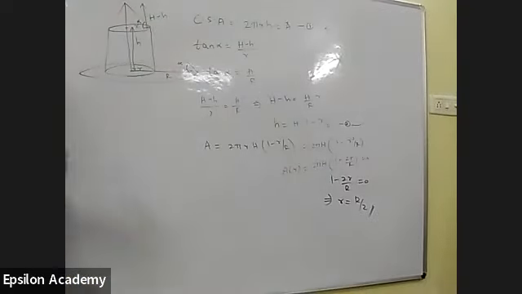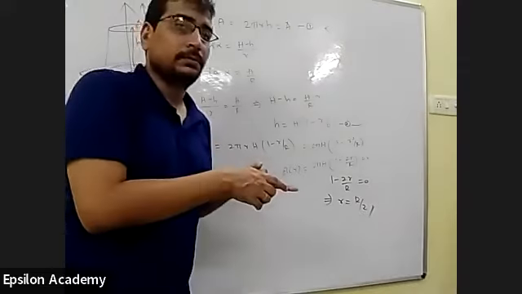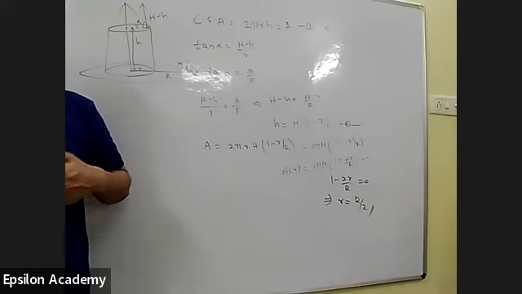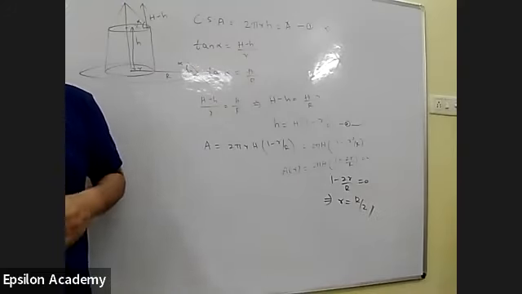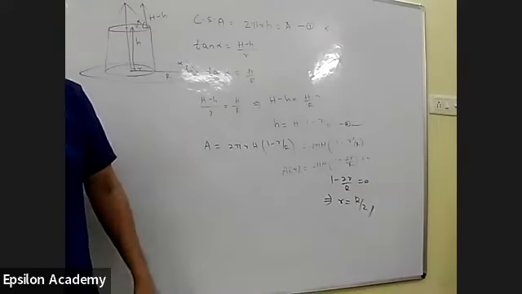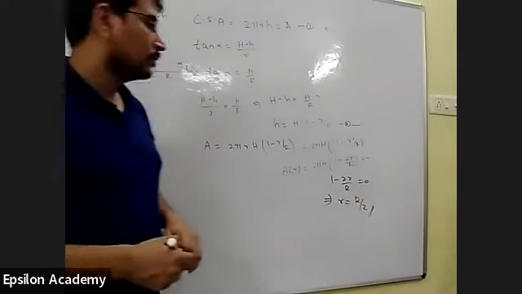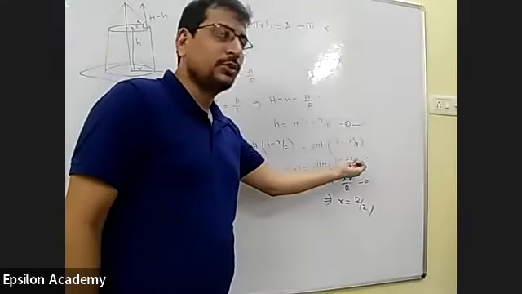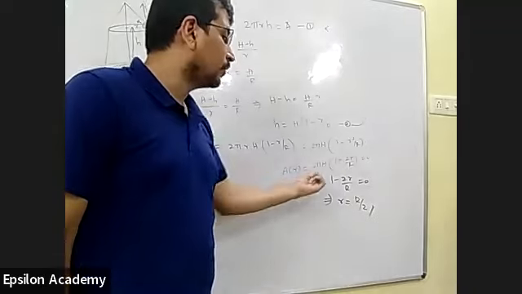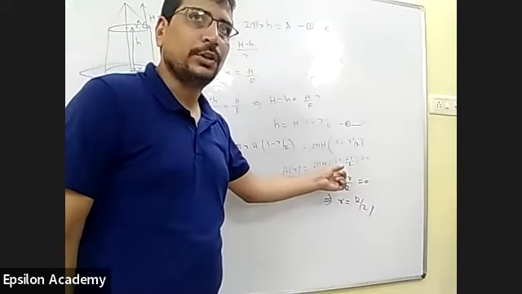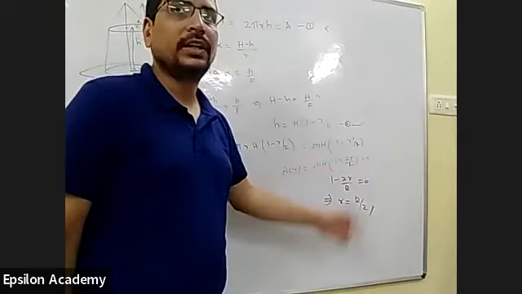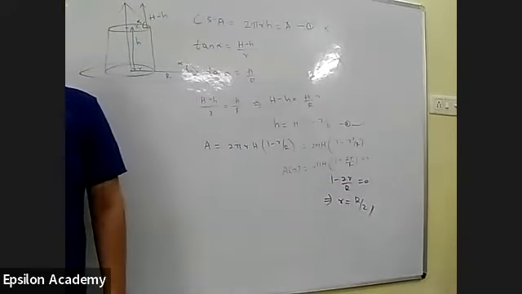Though we have got the answer, what are you supposed to do in the exam? Find the double derivative and prove that it is less than 0. So how do you find it? A dash is 2 pi h into 1 minus 2r by R. A double dash: 2 pi h is a constant, the derivative of 1 is 0, and the derivative of 2r by R is minus 2 by capital R. So it's a negative value, hence it is maximum.